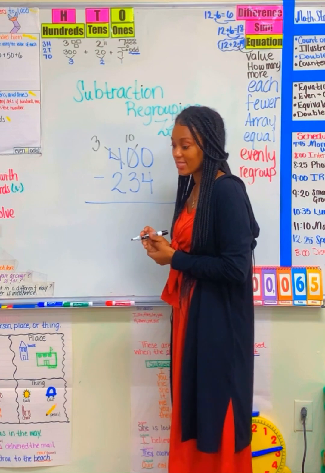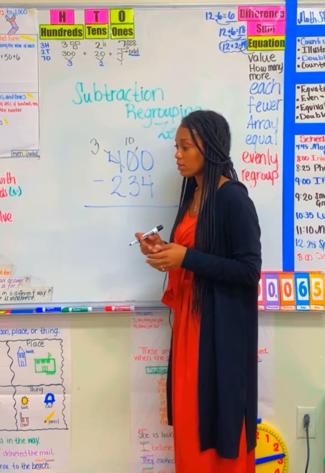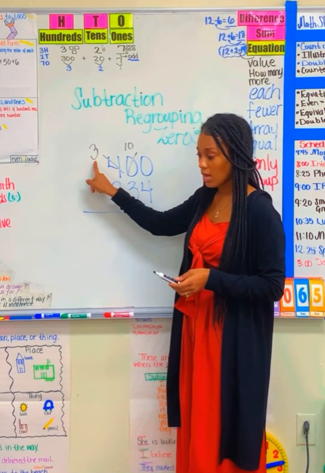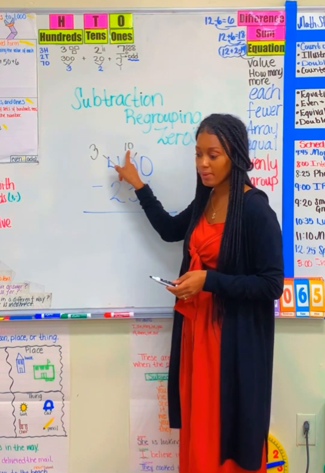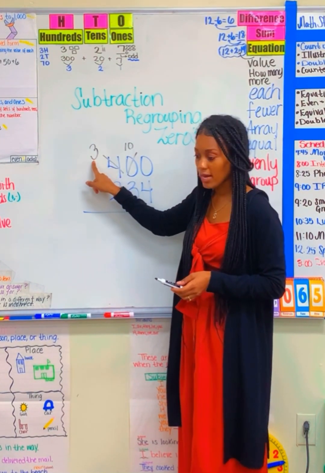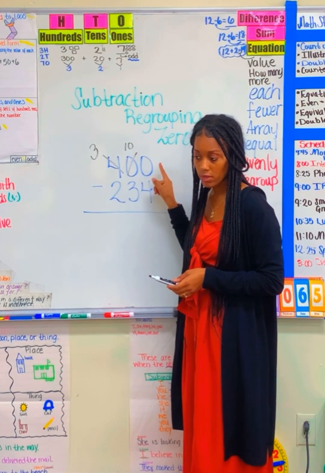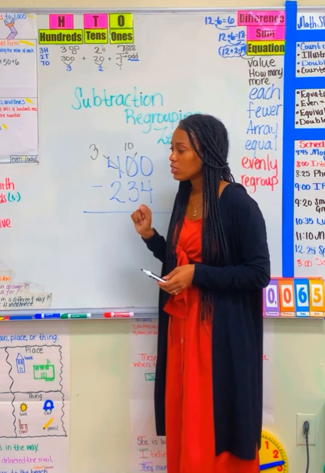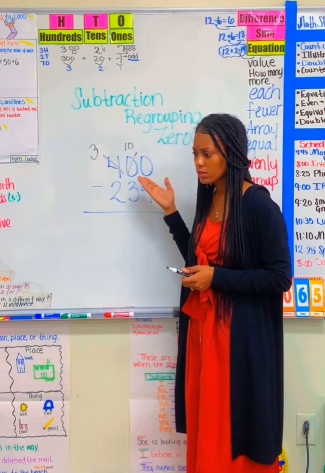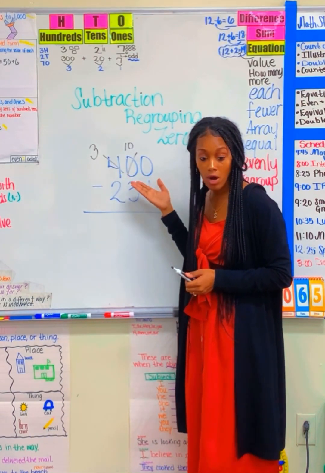10 tens is how much? 100. Now I have 300 and 10 tens make 100. So 300 plus 10 tens is how much? 400. It is 400. So did my number change? No. It's still 400.